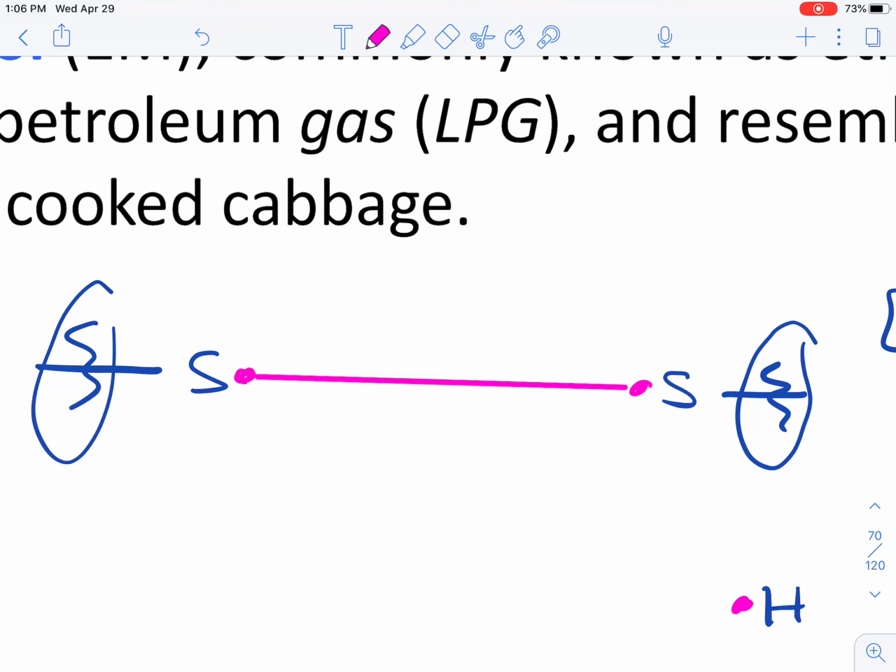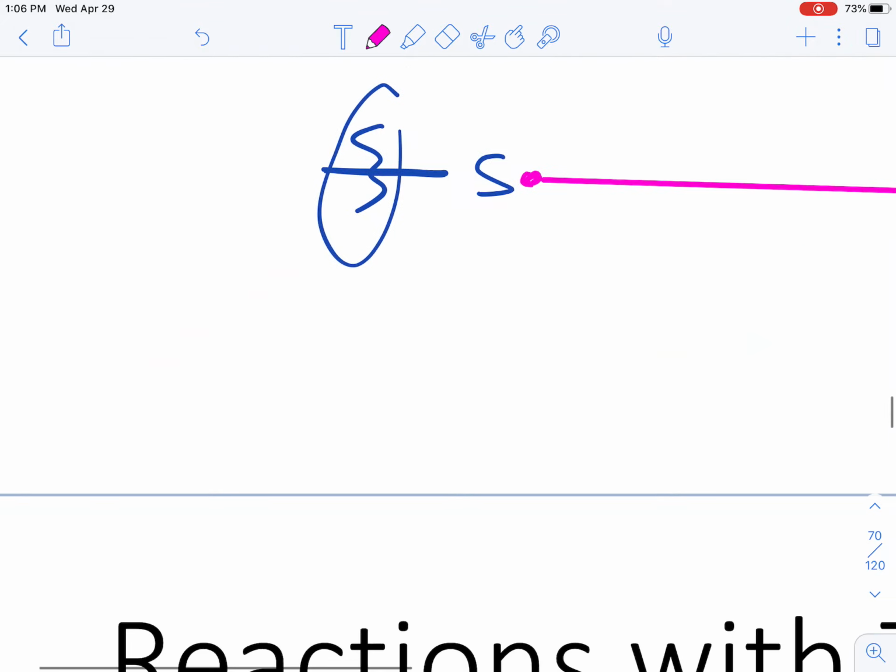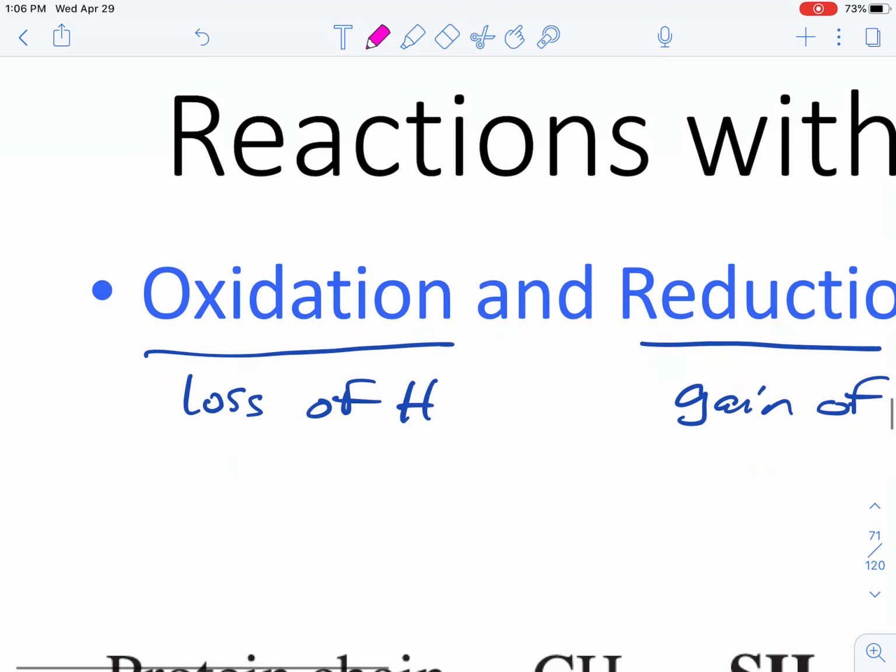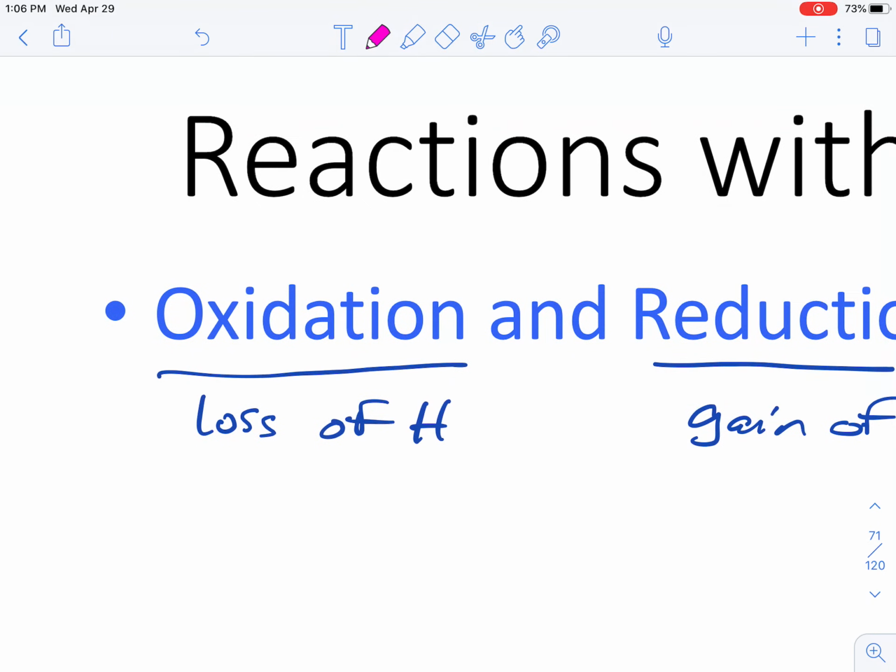And so the electrons between those two sulfur atoms will be shared, forming a covalent bond between those two sulfur atoms. And so another effect of oxidation with respect to sulfhydryl groups is a gain of sulfur to sulfur, right? So you're going to gain a bond between sulfur to sulfur.